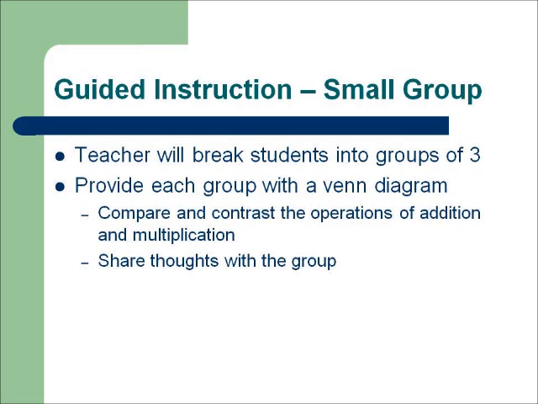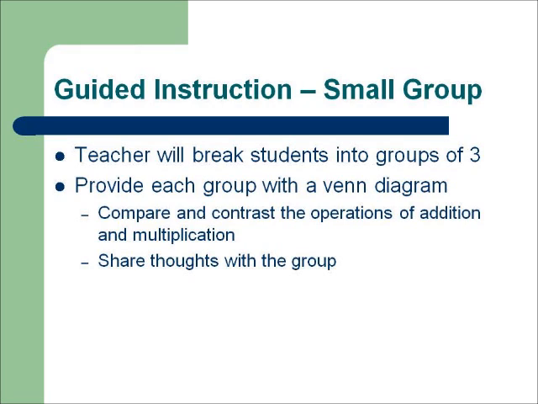After several large group guided instruction activities, the teacher would then move on to guided instruction in small groups. The first activity might consist of the teacher breaking students into groups of 3 and providing each group with a Venn diagram. In order to see how much students understand about multiplication, I would ask them to compare and contrast the operations of addition and multiplication.